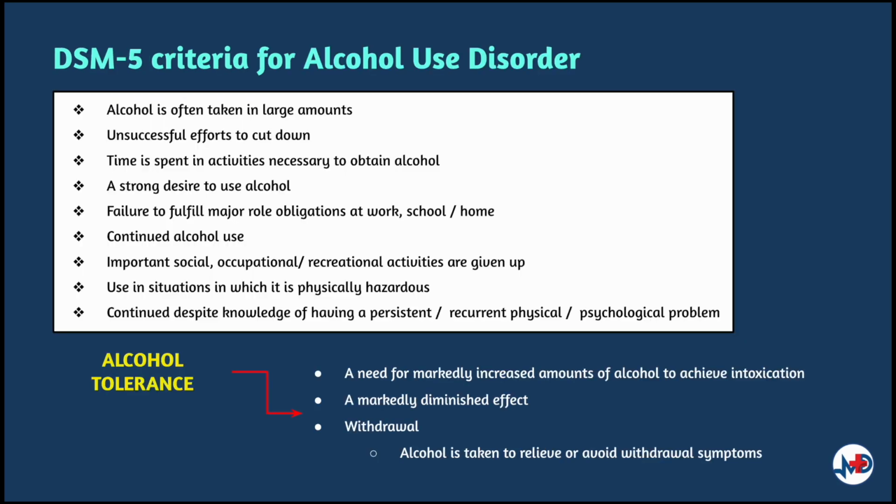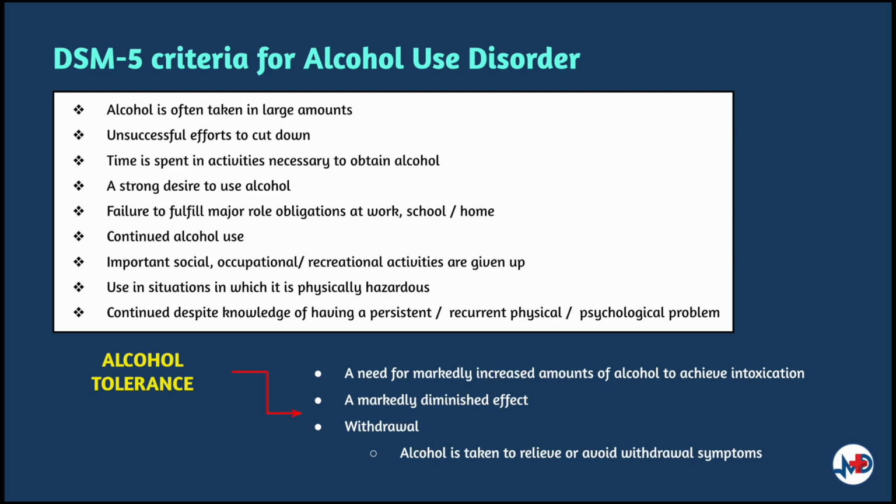The Diagnostic and Statistical Manual of Mental Disorders, 5th edition, changed from differentiating alcohol abuse and alcohol dependence to a single category of alcohol use disorder, and the criteria are as follows. So it is a maladaptive pattern of substance use leading to clinically significant impairment or distress as manifested by 2 or more of the following occurring at any time in the same 12-month period.